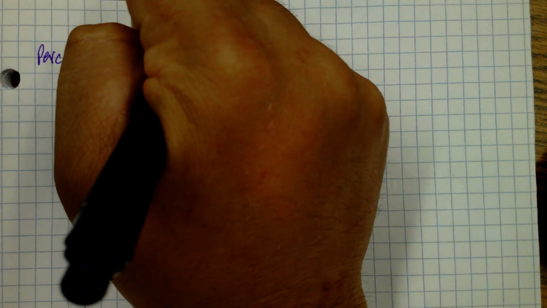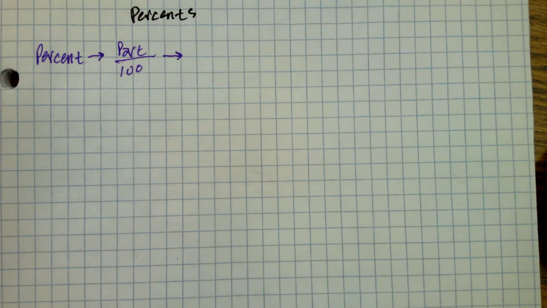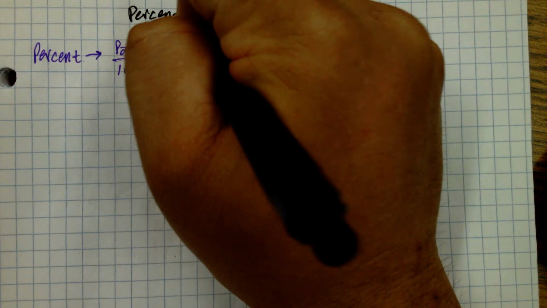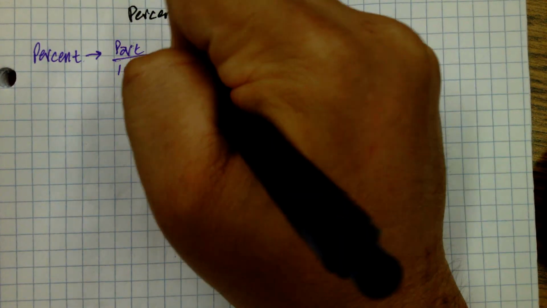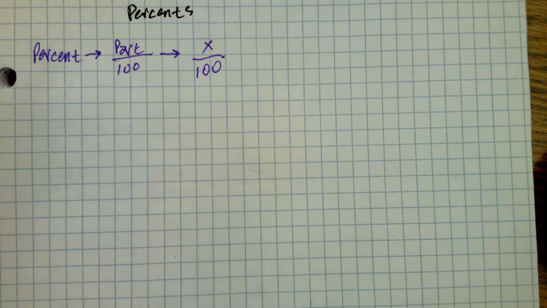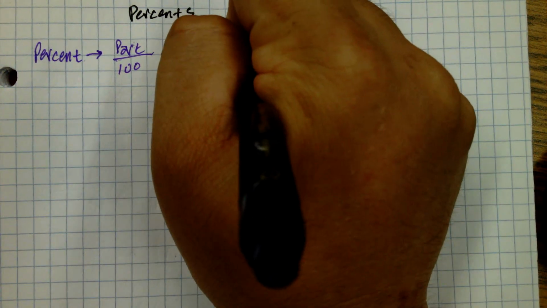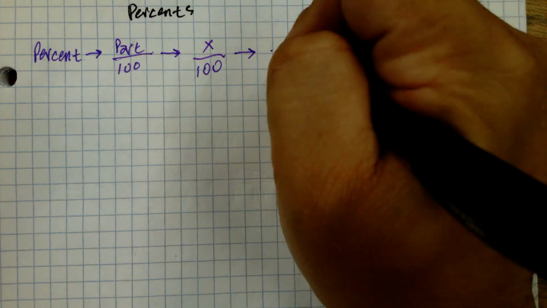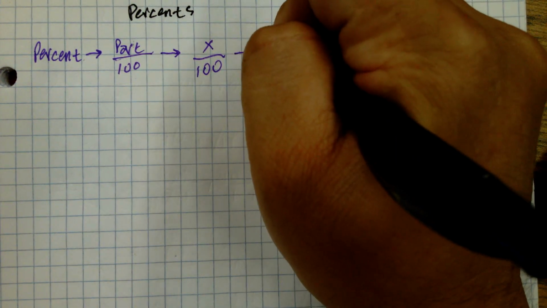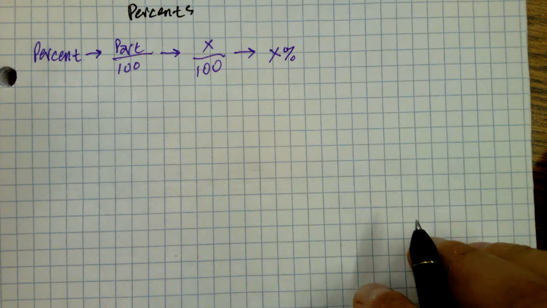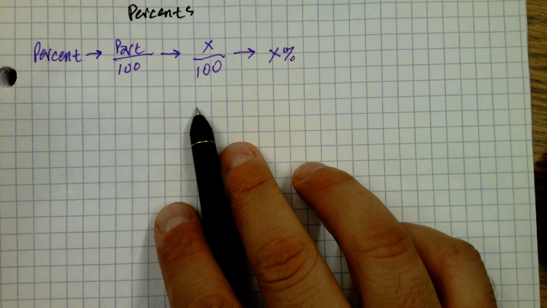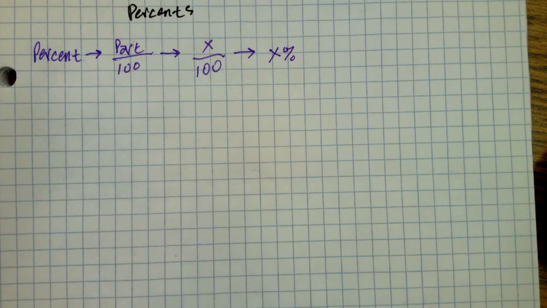And we're going to be using the percent proportion. So sometimes we say x, just as a variable, over 100. And anytime we have something per 100, we use a percent symbol. So all of these things are equivalent: part over 100, x over 100, and then just using the symbol.